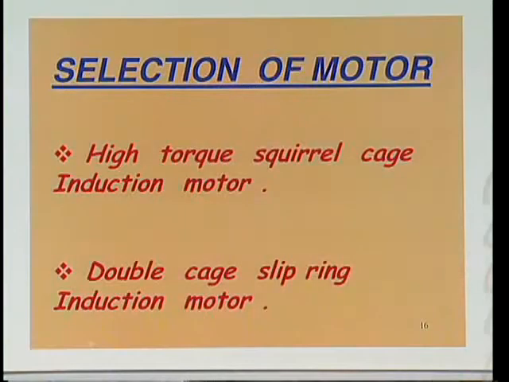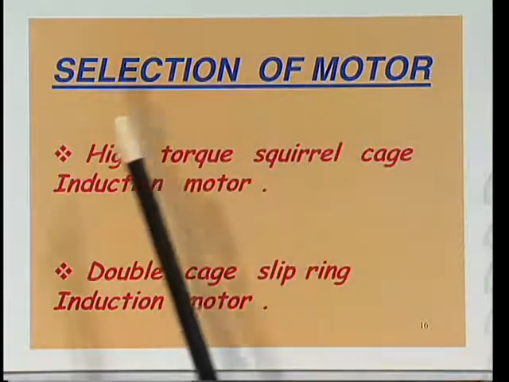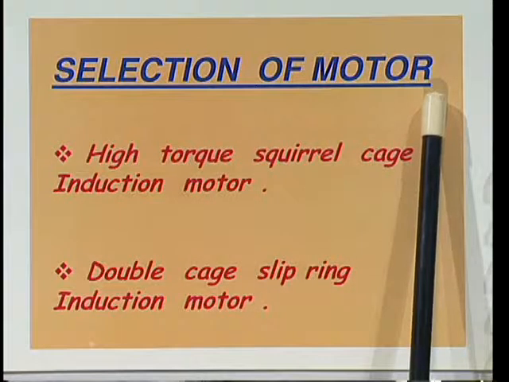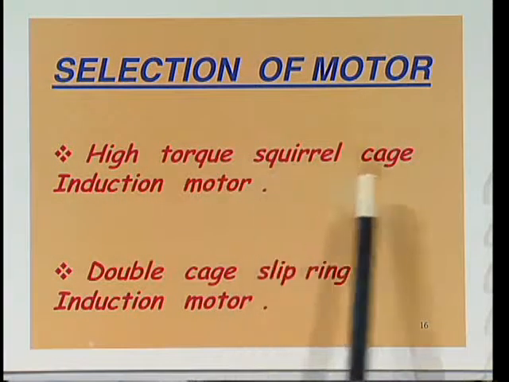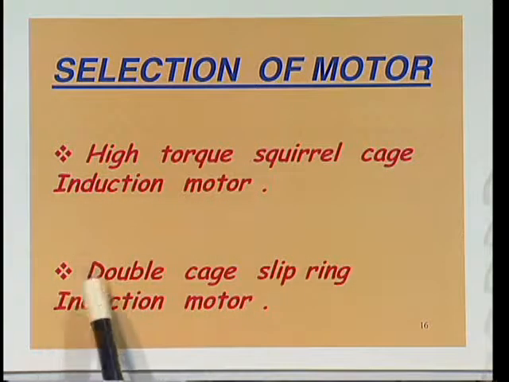The next drive will be, so selection of motor for this particular belt conveyor: high torque squirrel cage induction motor, double cage slip ring induction motor. So the AC motor of squirrel cage induction motor having 2 cages, double cage induction motor will have slightly higher starting torque. These are very much useful for belt conveyor.